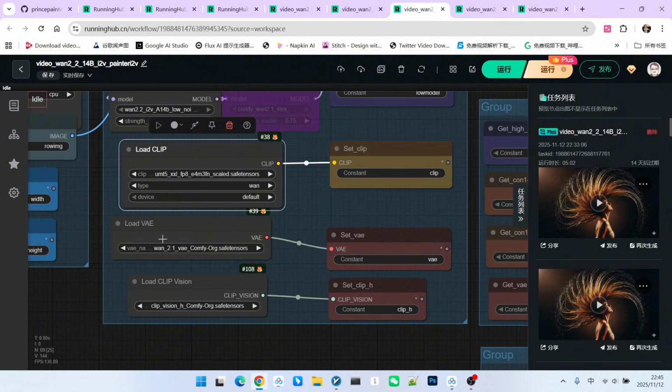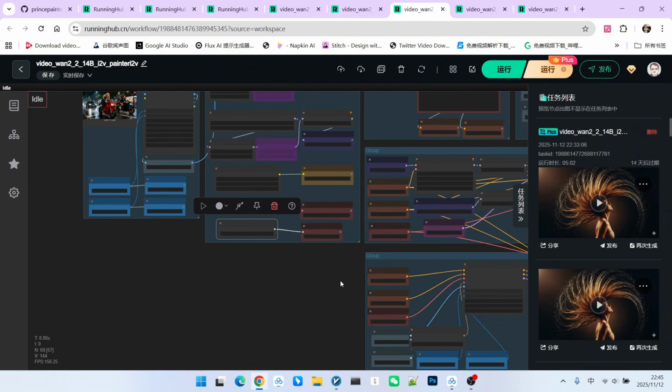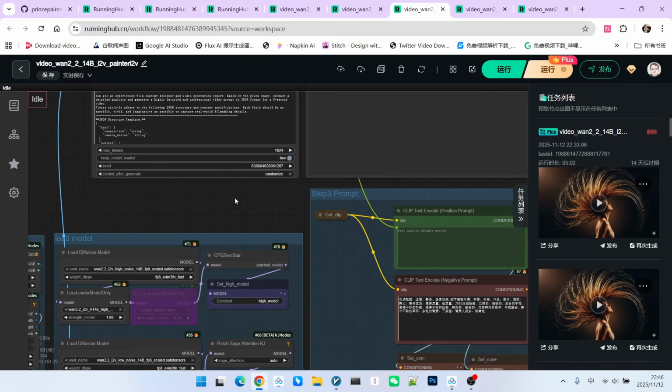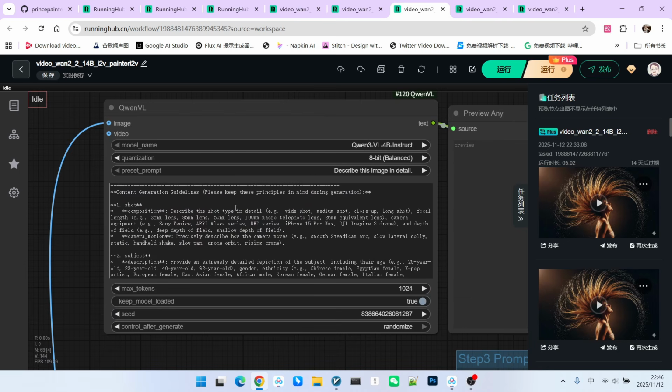Regarding our VAE encoder and visual encoder, the settings are the same as traditional setups. Now, let's discuss the prompt. I am still using QWNVL, which generated a JSON formatted prompt.